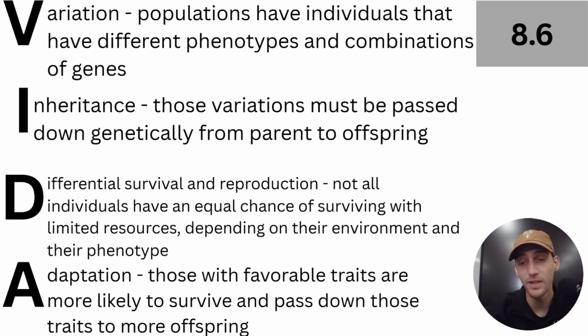All right, well, this hopefully looks familiar. We use this kind of acronym to describe the conditions of natural selection. We talked about variation: individuals have to have differences from one another in a population in order for natural selection to occur. Then those variations need to be passed down genetically from parent to offspring. Not all individuals have an equal chance of surviving and reproducing because of those variations, and as a result, the variations that enable survival and reproduction are more readily passed down. That's adaptation, right?